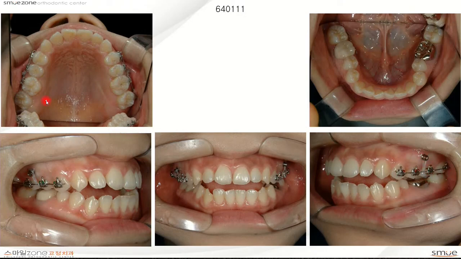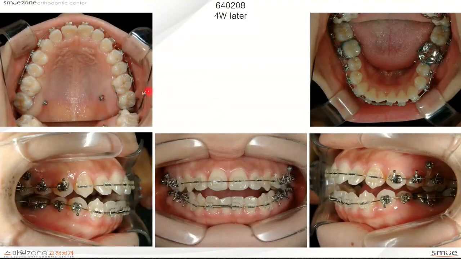Buccal uprighting and intrusion at the same time. То есть происходит наклон зубов кнаружу и интрузия одновременно.